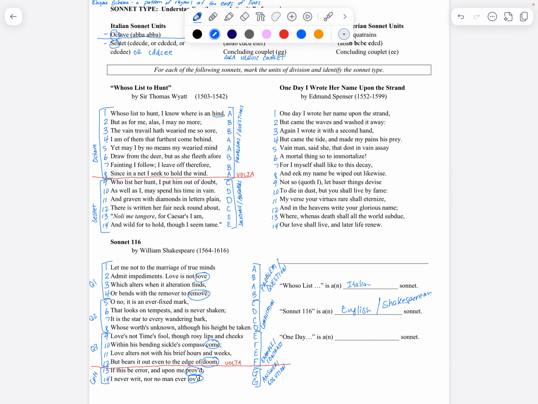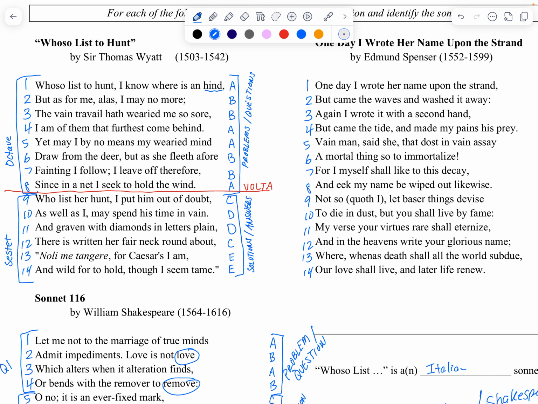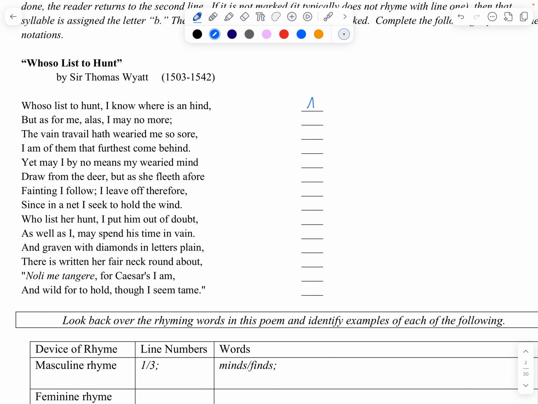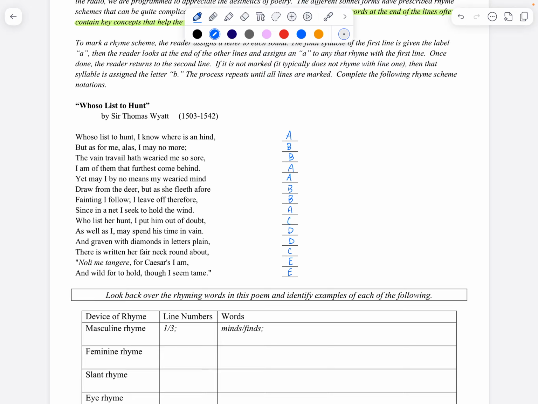So we have "Who Solicits to Hunt." It's the same poem as before. We have A, B, B, A, B, B, A, C, D, D, C, E, E. Okay, so I'm just going to copy that rhyme scheme. A, B, B, A, B, B, A, C, D, D, C, E, and E, okay? So this is our rhyme scheme.